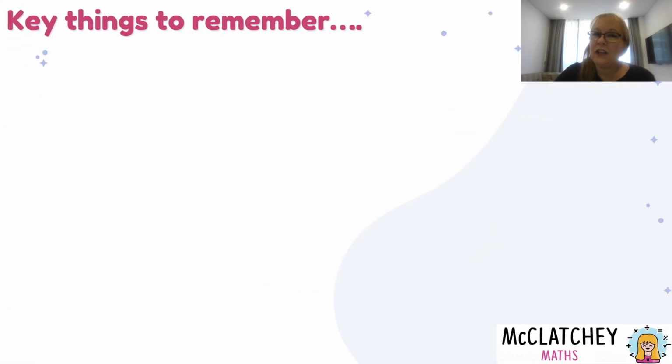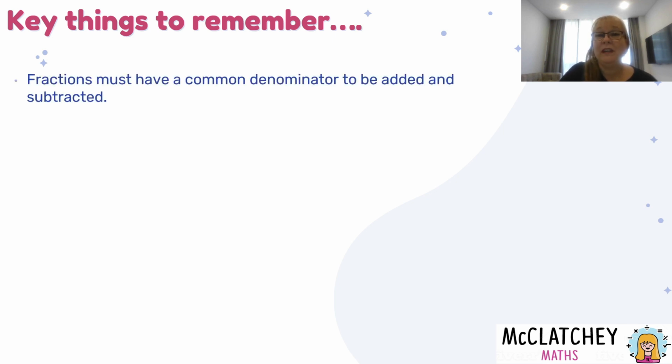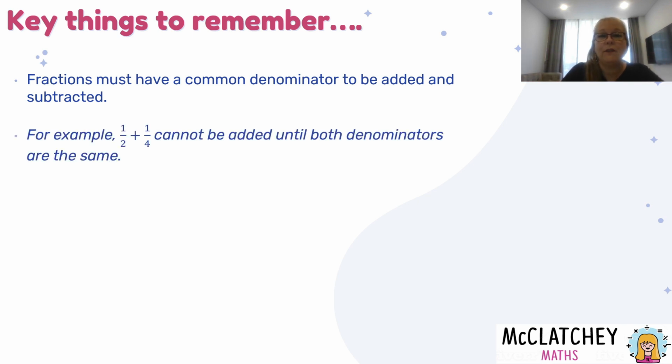Well, some things you need to remember about adding and subtracting fractions. This goes all the way back to primary school. We need to remember that fractions must have a common denominator. Remember, the denominator is the bottom of the fraction. It must be the same for both fractions if we're going to add them or subtract them. So, for example, I can't add a half to a quarter until both the denominators are the same.